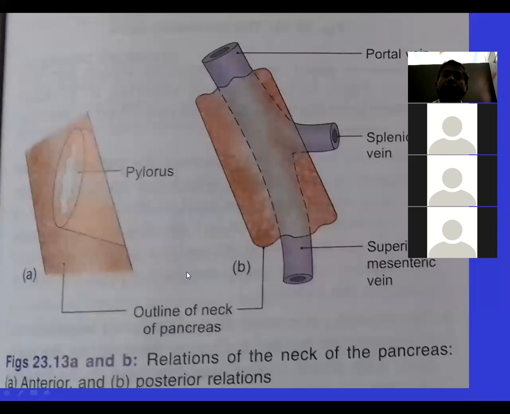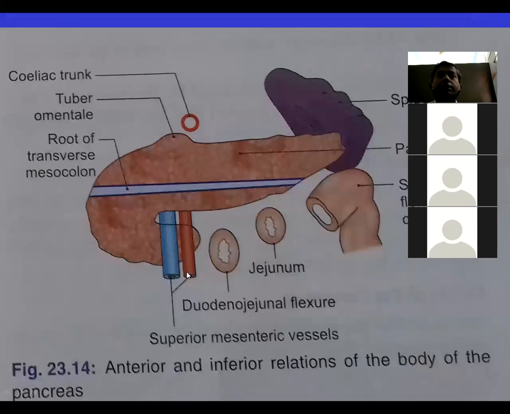So this posterior surface is related with the superior mesenteric vein and the portal vein, right? And now we'll go for the next part. So you can see here, the next part is the body of the pancreas, right? The body of the pancreas is having, again, three borders. That is the superior border, the anterior border, and the inferior border. So this is the superior border.